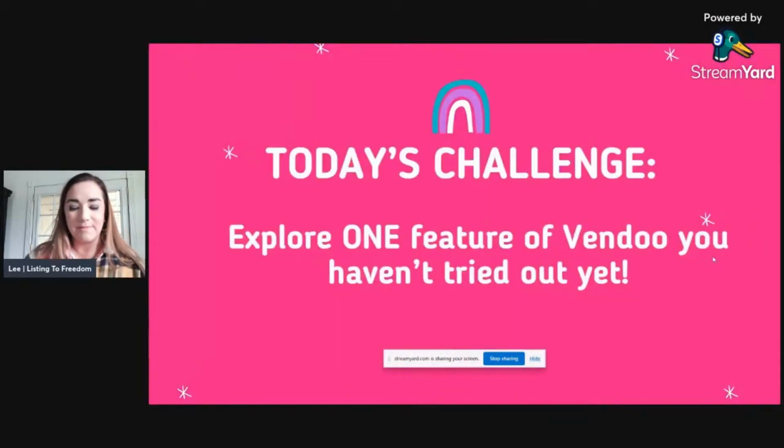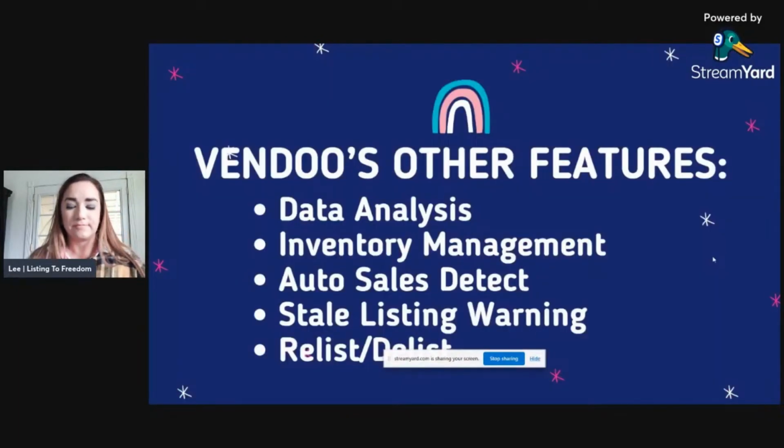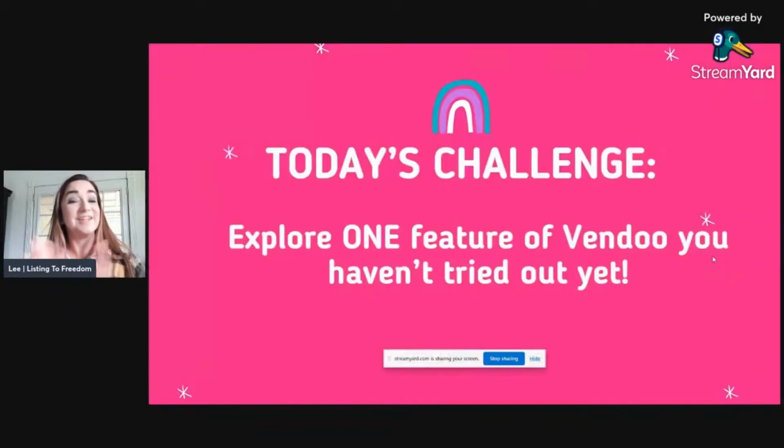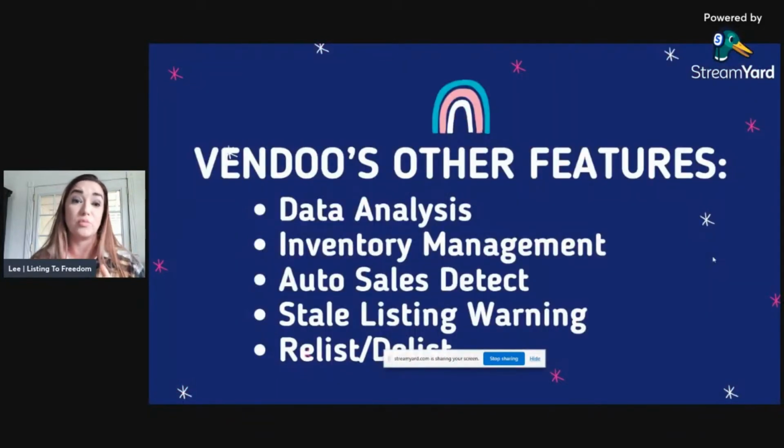All right, while we're here, I'm going to go ahead and give you today's challenge right up front, which is to explore one of the features that we're going to talk about today of Vendoo that you haven't tried out yet. So these are the features here. We're going to be jumping over into my account so that I can show you inside, giving you a demo of how all of these work. But for today's challenge, I want you to pick just one of these things. If you haven't used the stale listing warning, if you haven't used the relist delist, that does come with the free version.